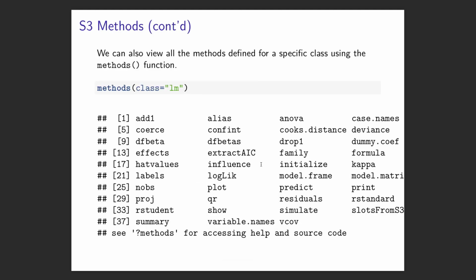We can also check what S3 methods are defined for a particular class by using the methods function and specifying the name of the class. So if I want to see what methods I can call on an lm object that does something specialized for linear models on the lm class, I can use methods class equals lm. I can see with an lm object I can add one, I can coerce it, I can check the number of observations, I can plot it, and so forth.